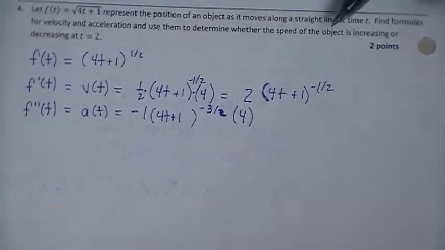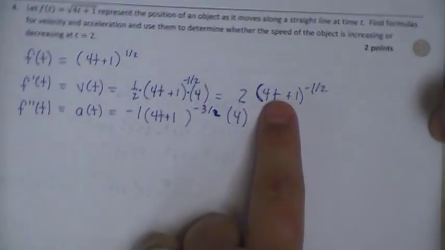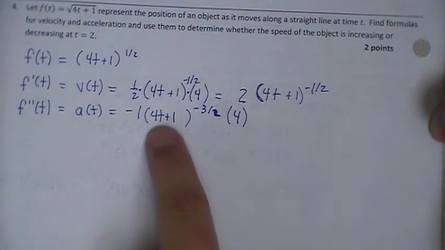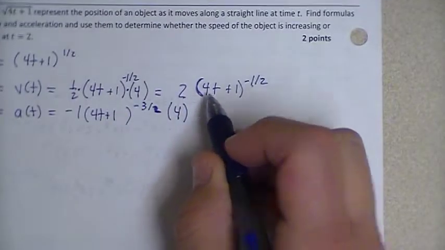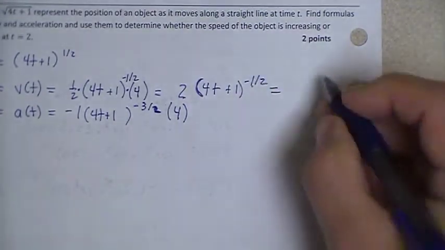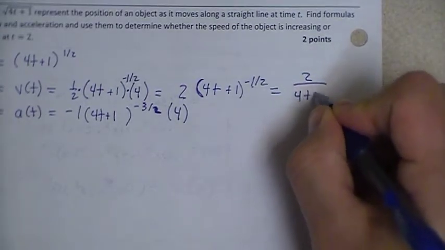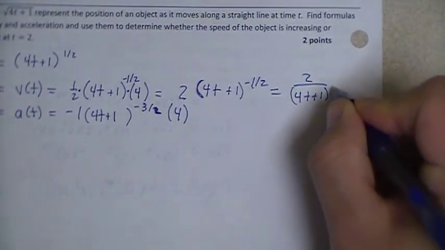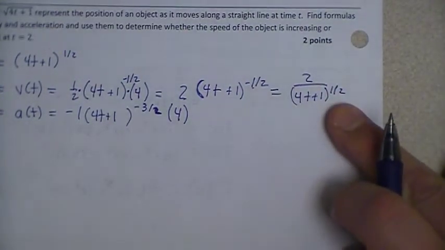I want to use what we just developed to find the acceleration at 2, the velocity at 2, and then try to determine what's happening with speed of this object at 2. Since I'm going to put 2 in place of this t and evaluate, I'm going to simplify further because I don't like plugging in values when I have negative exponents. So I'm going to move this across the fraction bar into the denominator. So I'm going to have 2 over 4t plus 1 to the 1/2 power. And hopefully you recognize that as a square root in the denominator.